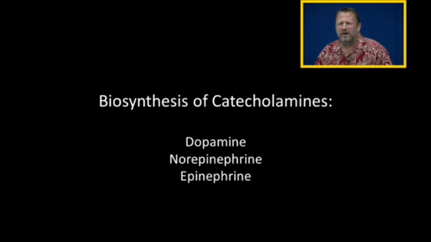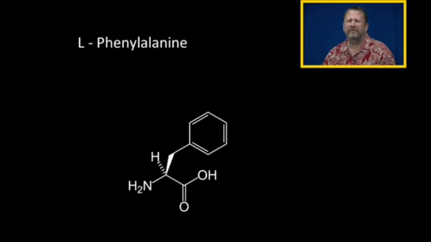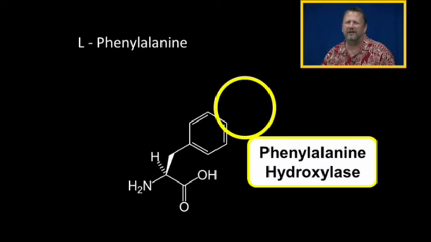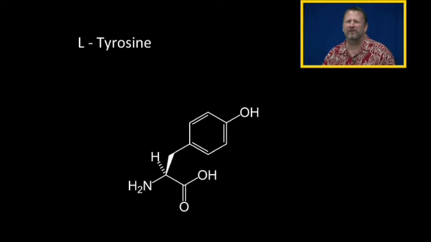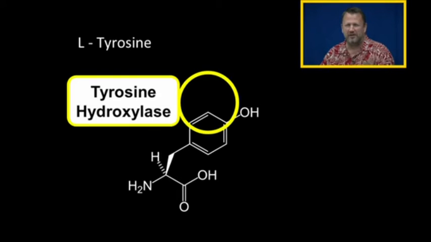All right, so let's talk about the biosynthesis of the catecholamines: dopamine, norepinephrine, and epinephrine. We'll start with phenylalanine. And phenylalanine hydroxylase, an enzyme, will hydroxylate the phenylalanine, making tyrosine. So tyrosine is quite simply a phenylalanine with one hydroxide group on it. Tyrosine hydroxylase will be the enzyme that puts the second hydroxide group on the phenylalanine.